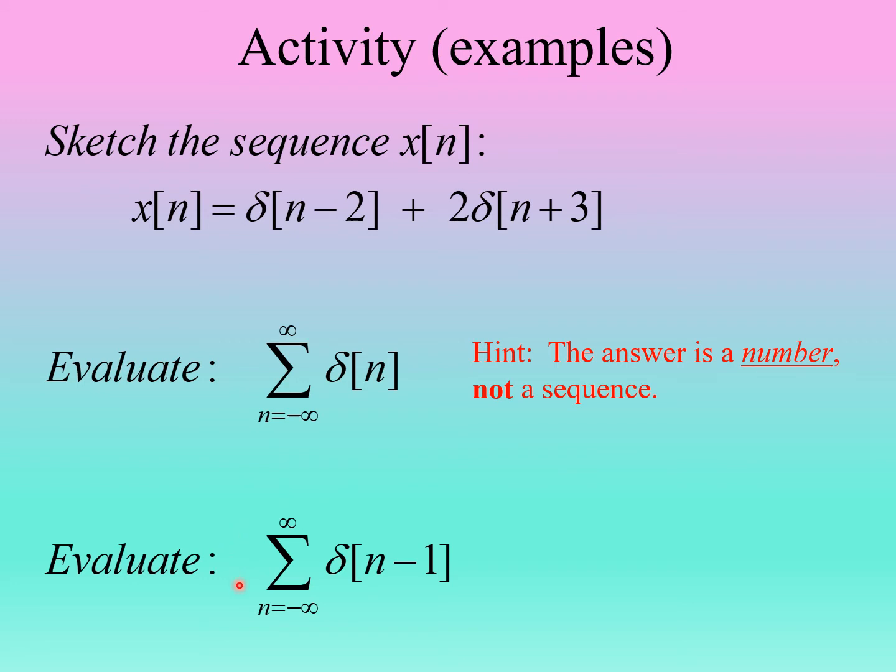And then also, our last activity: evaluate the sum over all n of the shifted delta function, delta[n minus 1]. So go ahead and pause the video here and see if you can figure out the answers to these activities.